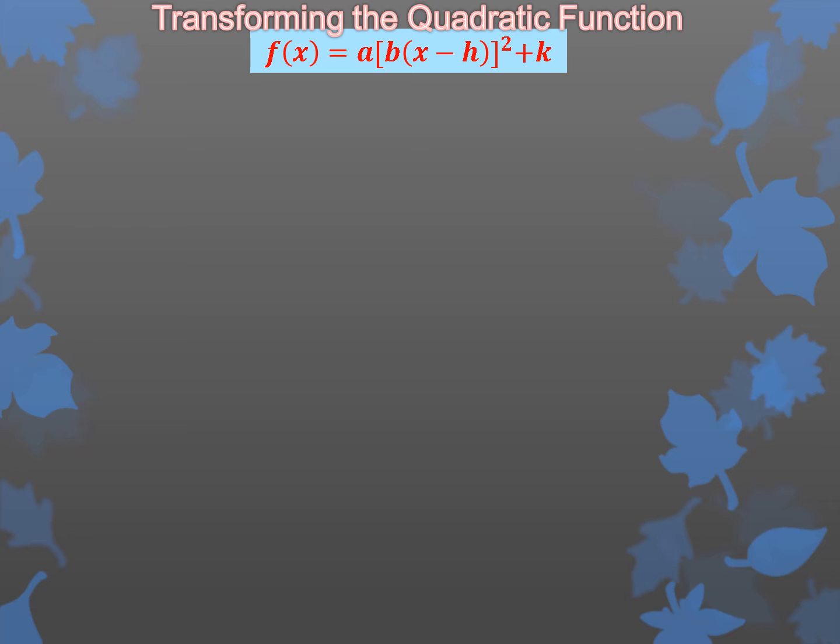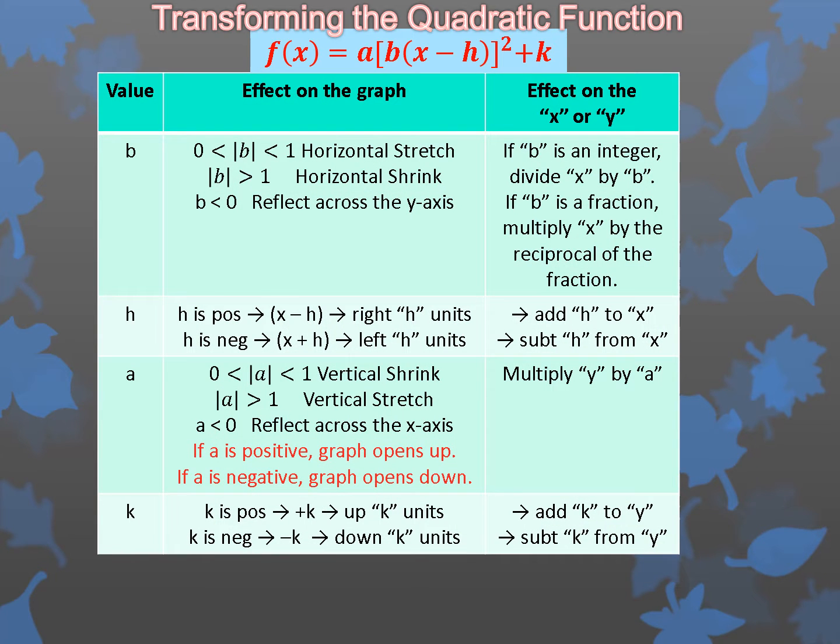Okay, let's talk about transforming the quadratic function. Now you'll notice that this table is very similar to the one you wrote down for absolute value. And that's because it's exactly the same one as you wrote down for absolute value. The only thing that's really changed on this slide, or that will change on each function, is the equation at the top. So instead of being the absolute value function, it's now the quadratic function. And also the domain and range might change. But other than that, everything else is still the same.